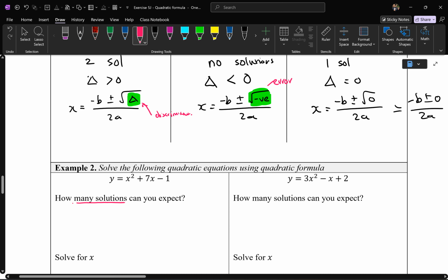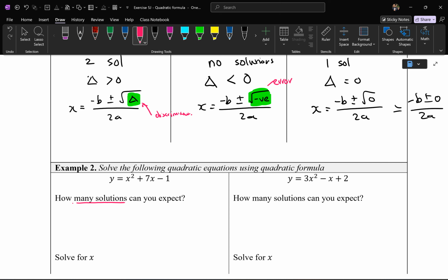So when I say how many solutions are there, I'm asking how many x-intercepts this graph would have. A quick way to do it is just to look at the part under the square root, which is b squared minus 4ac. So let's work it out. The discriminant, which is b squared minus 4ac, let's see what it actually ends up being. Is it positive? Is it negative? Or is it 0?